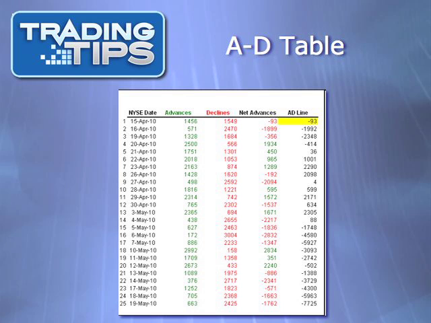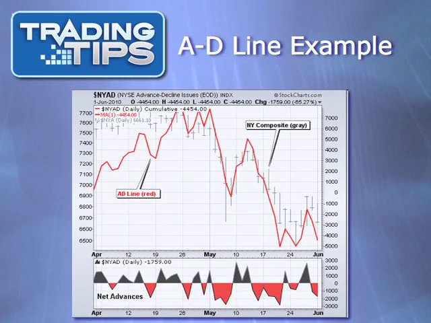However, when the following day's net advances come in at negative 1,899, this is added to the previous value of negative 93 for a new AD line value of negative 1,992. And then, when net advances are negative 356 the following day, this is added to the running total of negative 1,992, etc.